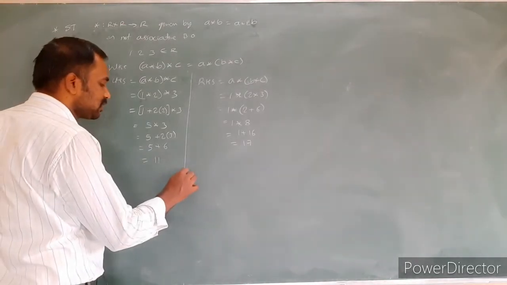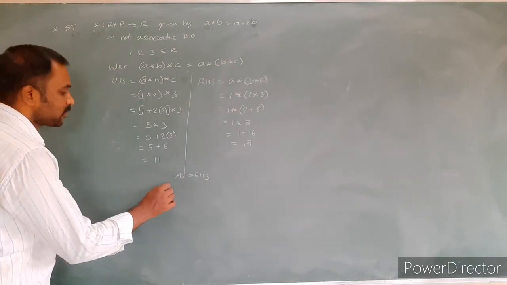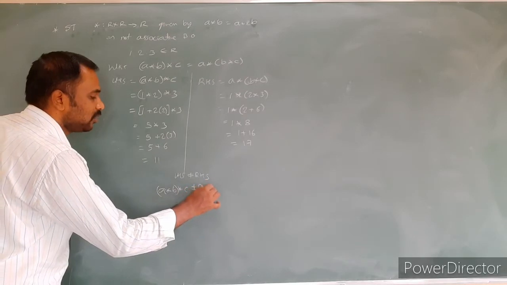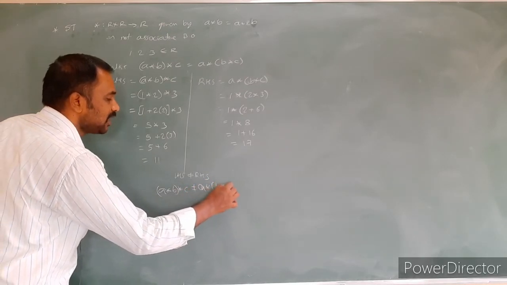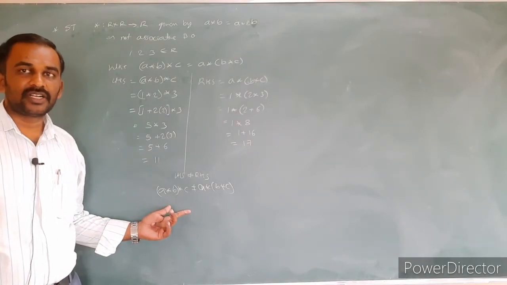No. LHS is not equal to the RHS, which means that (A star B) star C is not equal to A star (B star C). This is how we have to check the associative property. Are you clear about this one?